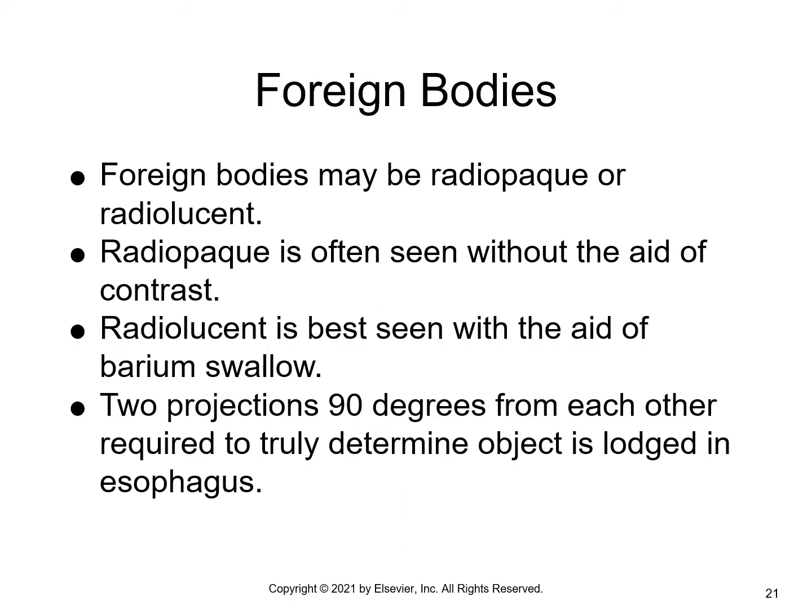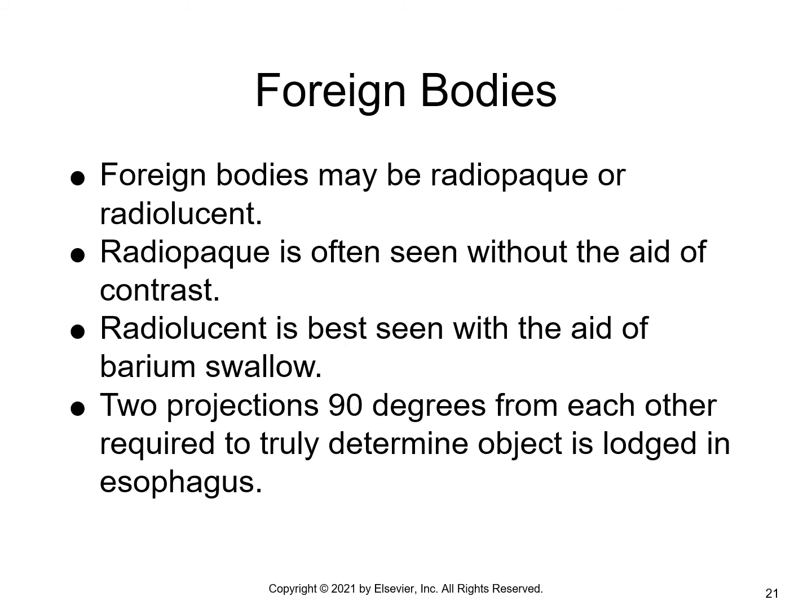Okay, another thing that we can look at in our upper GI system is we can evaluate for foreign bodies. So this will typically occur with children, although I've imaged many adults that have foreign bodies in their airways. Foreign bodies, depending on what they're made of, are going to be radiopaque all the way to radiolucent. The radiopaque ones are very easy to see, and you never need the aid of contrast to see those.